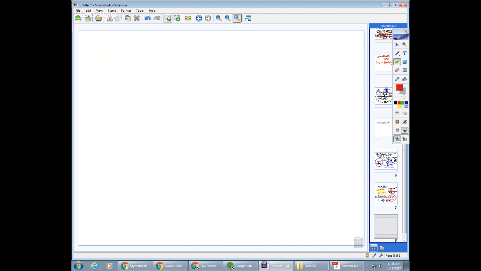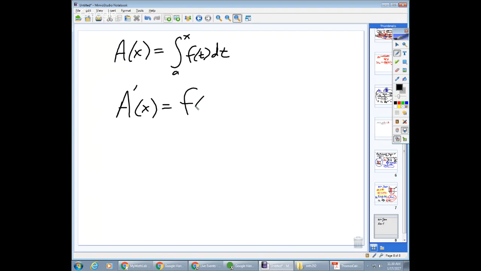So what we have is that our area function was defined to be the definite integral from a to x of f of t dt. So that's fact number one. Fact number two that we just discovered is that the derivative of the area function is actually equal to the boundary function. That's the fact number two we just discovered by making that little connection about a change in area.